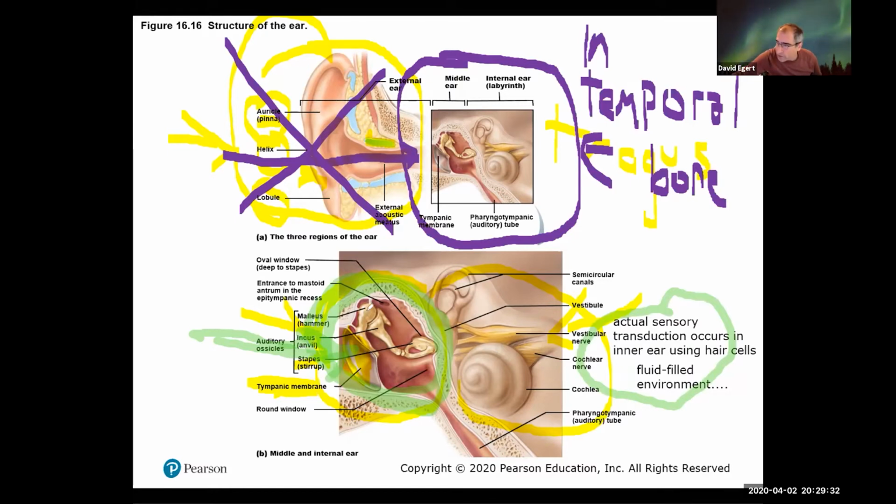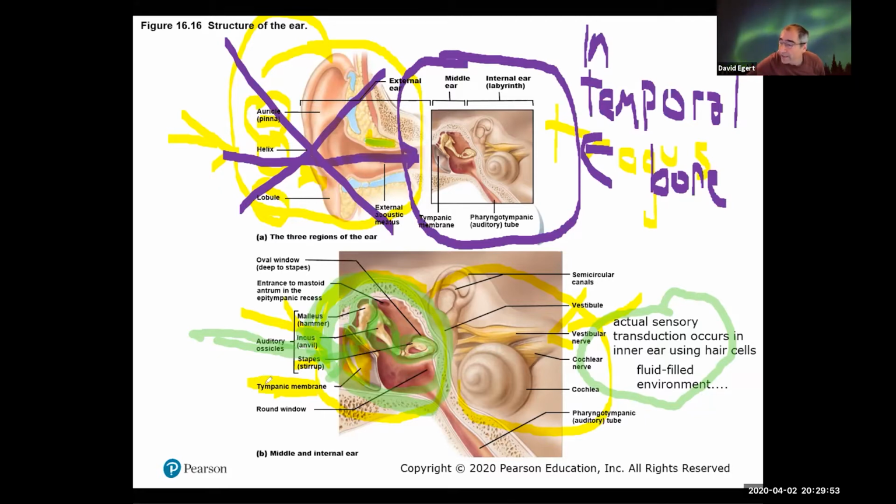So these little bones, these are the tiniest little bones in your body. This is the hammer, also known as the malleus, the incus or anvil, the stapes or stirrup. You should know their names in English or in Latin as well as their common names.